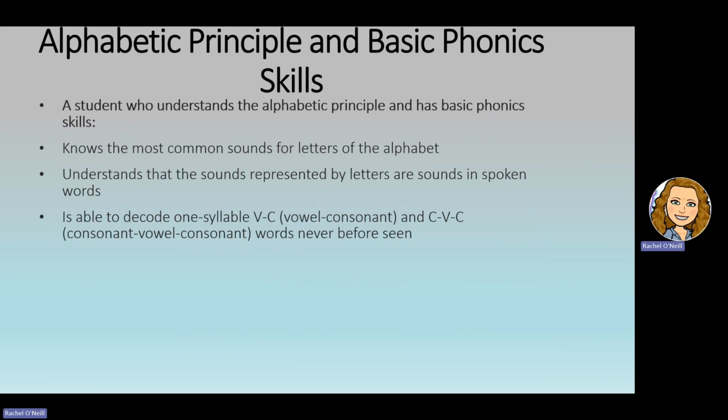Students who have phonemic awareness, basic phonics skills, and understand the alphabetic principle are able to decode words they have never before seen. This idea of decoding words that they have never before seen is why nonsense words are used.